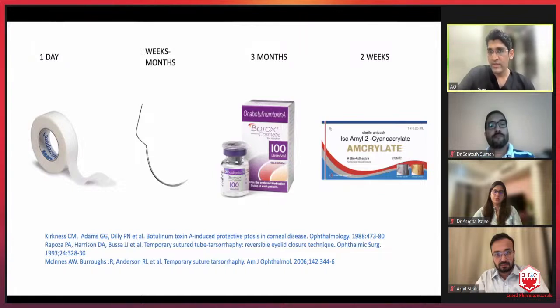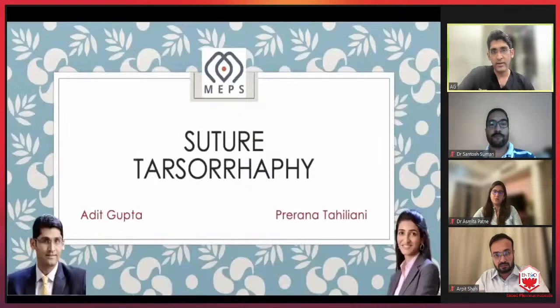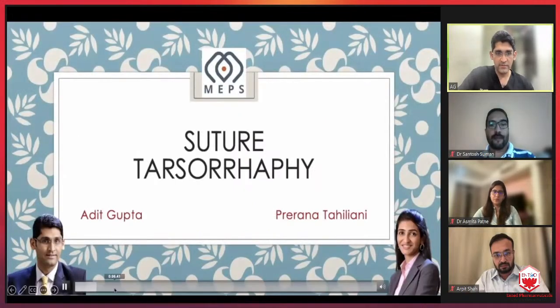A chemical tarsorrhaphy in the form of botulinum toxin injection in the levator muscle can last anywhere between 3 to 4 months, depending on the dose used. Or a glue tarsorrhaphy using cyanoacrylate glue, which is used to seal corneal perforations, usually lasts anywhere between 2 to 3 weeks if you want a shorter effect. Now, this is a simple video of a suture tarsorrhaphy being performed.